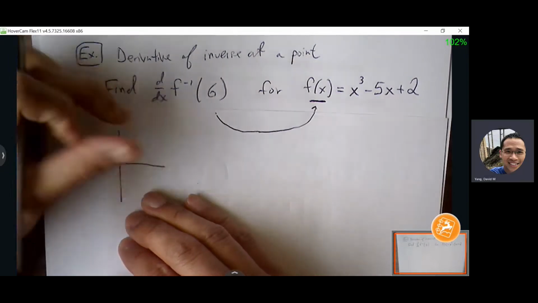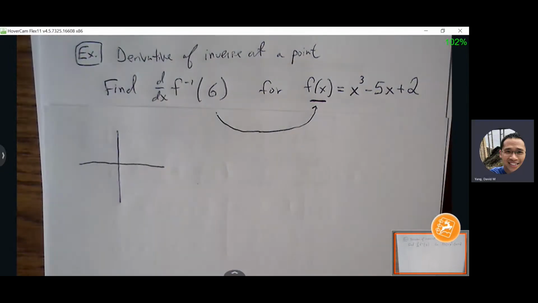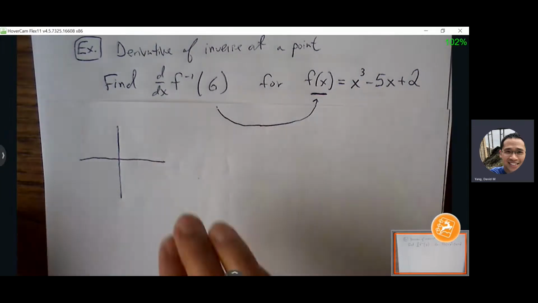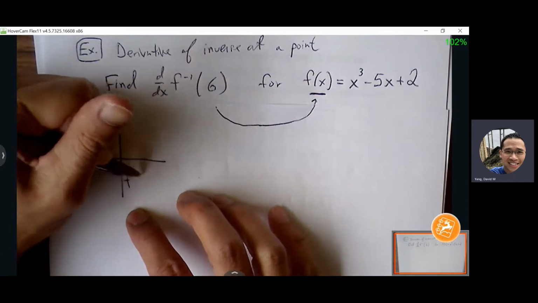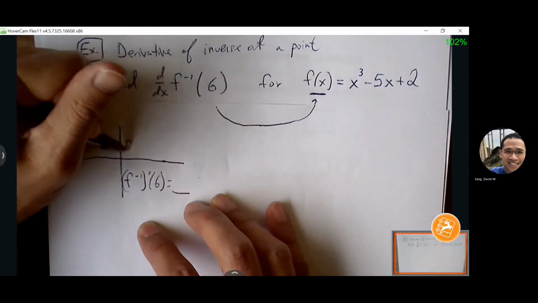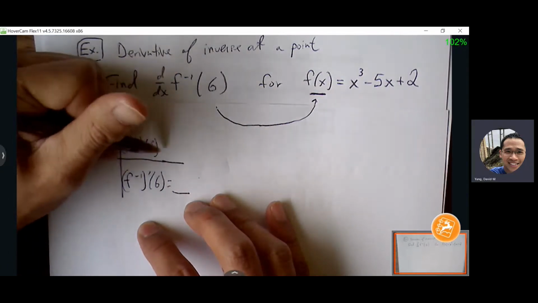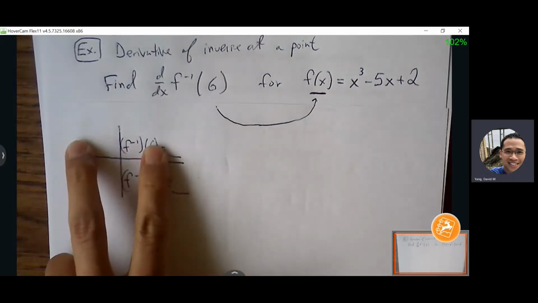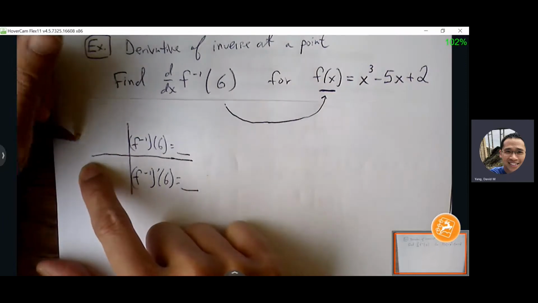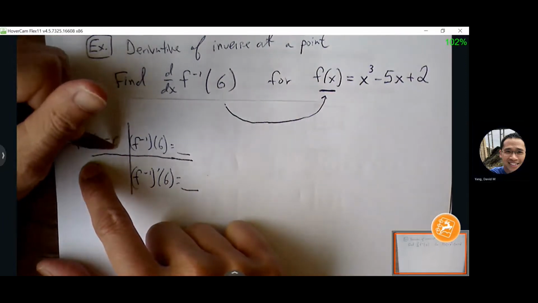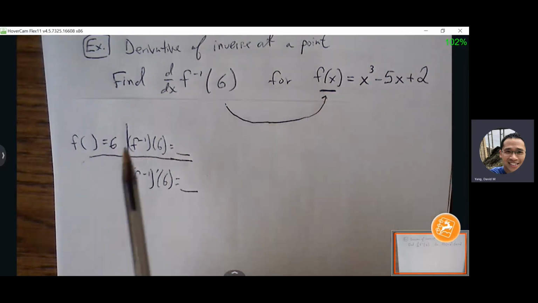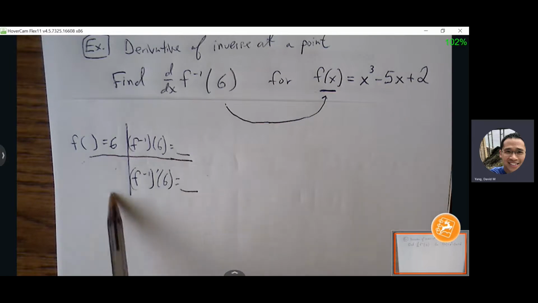The top portion gives me information about order pairs. The bottom portion gives me information about the slope relationship between the function and its inverse. So if I want to find the derivative of f inverse at 6, that's my final goal. But I also know that the order pairs are going to flip-flop. Right now, I only have the y value of the original function. I'm going to have to work backwards to figure out what x value to use so that I can find the slope. Once I find the slope, I can turn around and figure out the slope of the inverse.